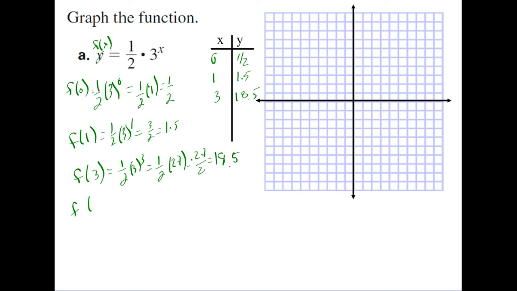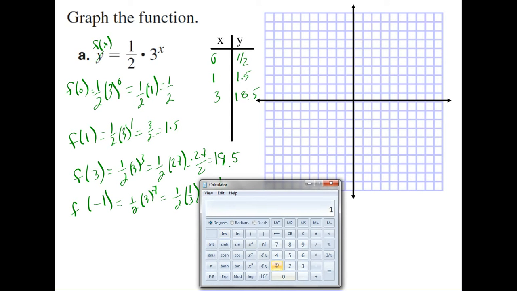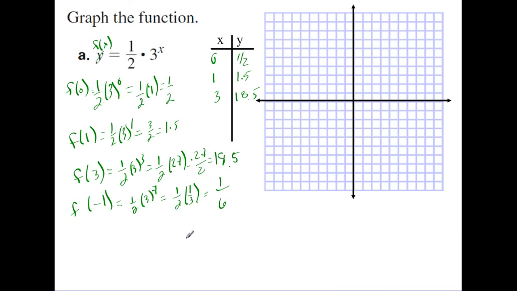Now let's take a look at what happens on the other side. What if we put in negative 1? If we look at negative 1, we have a half times 3 to the negative 1. This is going to cause a lot of your memories to come back, but that's a half times a third, because you have the inverse with the negative exponent there. So that makes it a sixth. And if we use our little calculator, a sixth as a decimal is 0.16 repeating. So at negative 1 we're at 0.16 repeating, just barely above zero.